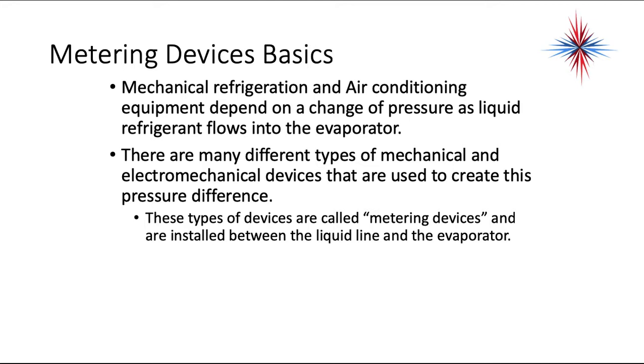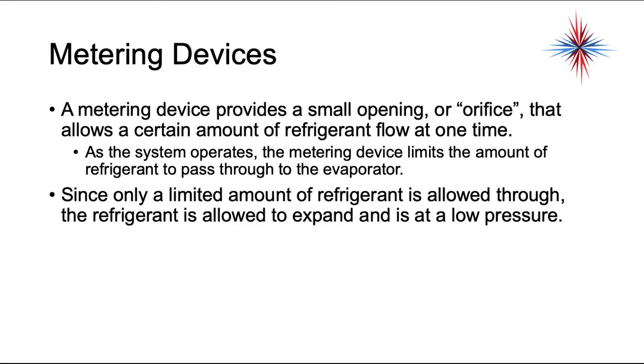So mechanical refrigeration and air conditioning equipment depends on a change of pressure as liquid refrigerant flows into the evaporator. Okay, we have to drop the pressure drastically from the high pressure liquid side to the low pressure evaporator side and suction side for the refrigerant to begin to boil off and absorb heat. There are many different types of mechanical and electromechanical devices that are used to create this pressure difference. These types of devices are called metering devices and are installed between the liquid line and the evaporator.